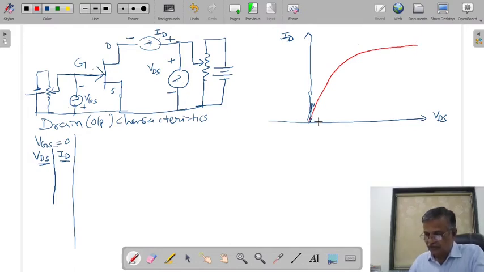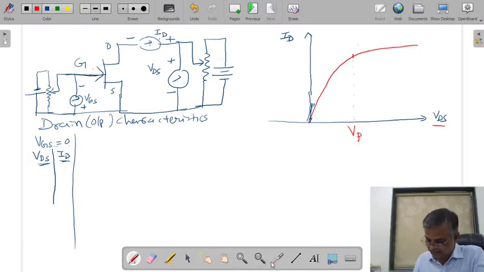And look here, as I increase the VDS, your drain current increases. At a certain value of VDS, your drain current will be saturated. Here the knee develops. Your drain current is saturated. The voltage at which your drain current is saturated, or the knee develops, is called the pinch off voltage.